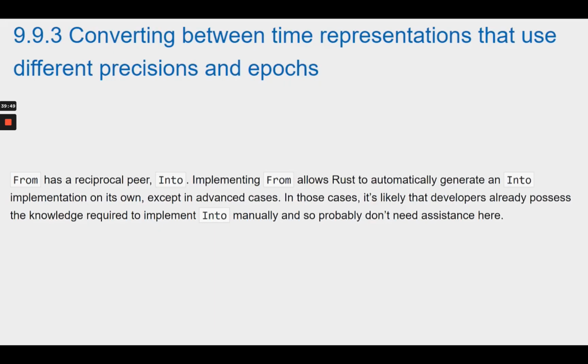9.13. From has a reciprocal peer, Into. Implementing From allows Rust to automatically generate an Into implementation on its own, except in advanced cases. In those cases, it's likely that developers already possess the knowledge required to implement Into manually, and so probably don't need assistance here.